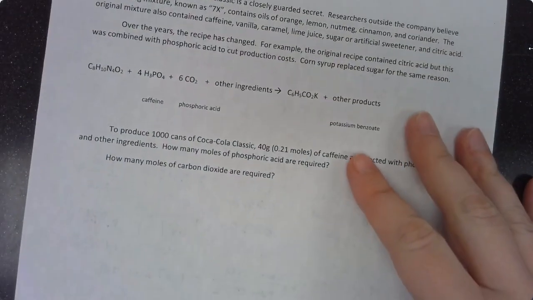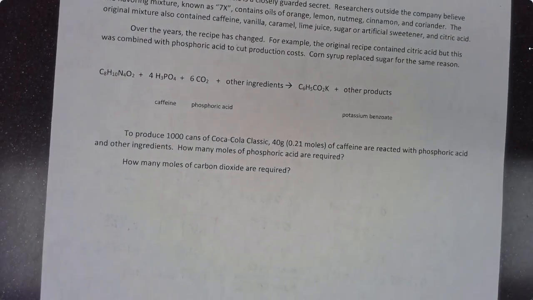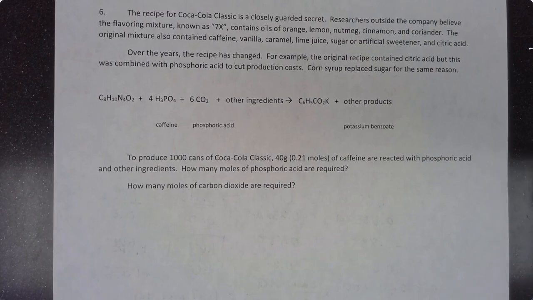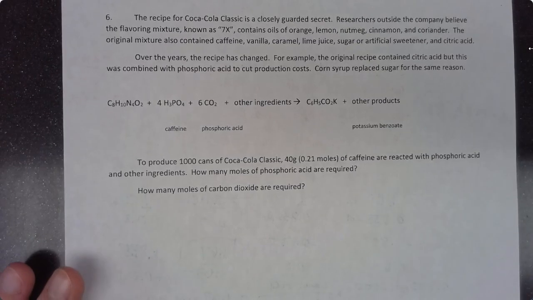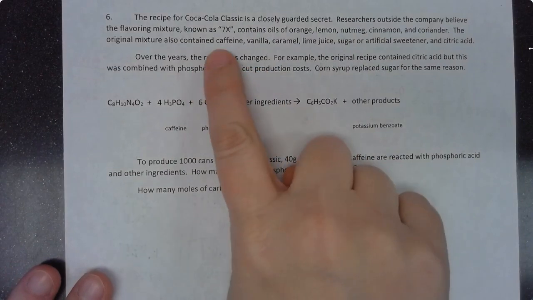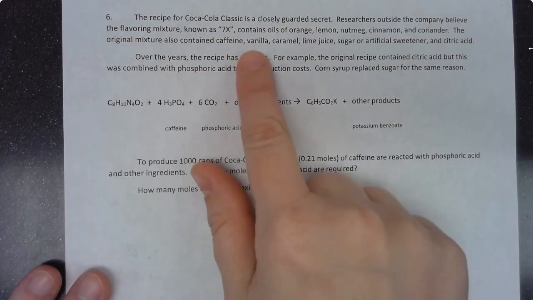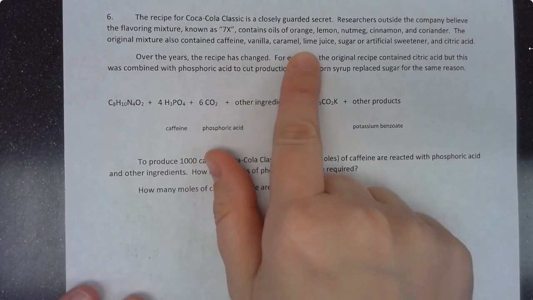Coca-Cola. The recipe for Coca-Cola Classic is a closely guarded secret. Researchers outside the company believe the flavoring mixture known as 7X contains oils of orange, lemon, nutmeg, cinnamon, and coriander. The original mixture also contained caffeine, vanilla, caramel, lime juice, and sugar.